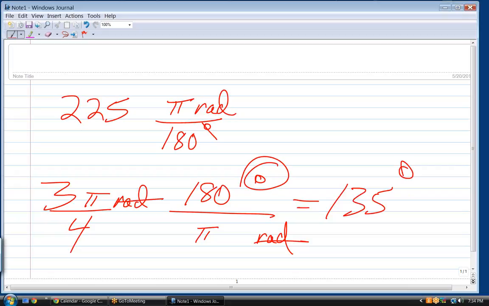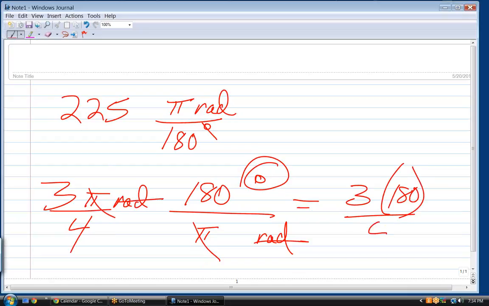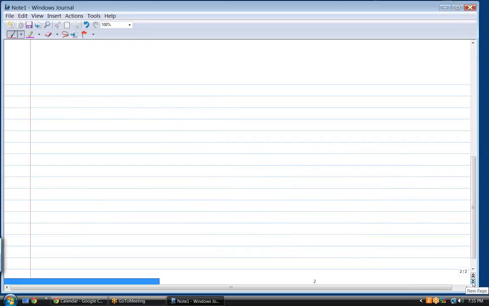In other words, the rest of it is just algebra. How I get 135 degrees: the pi's cancel, and I'm left with 3 times 180 divided by 4. Well, 4 goes into 180 45 times. 3 times 45 is 135. And I still have the degrees right there. All right.